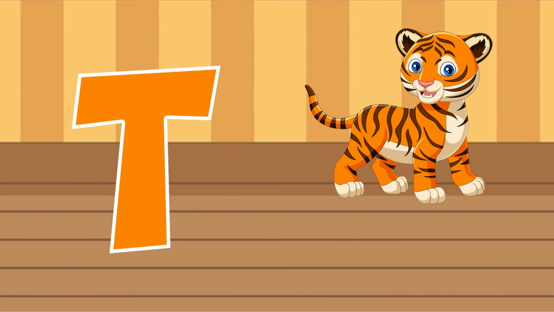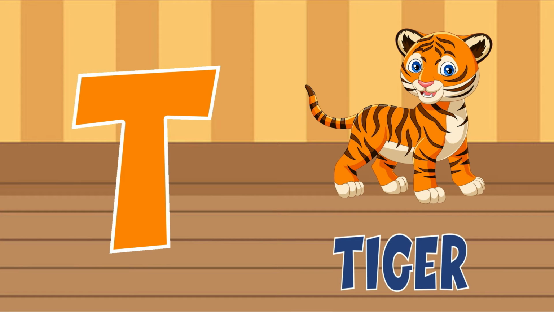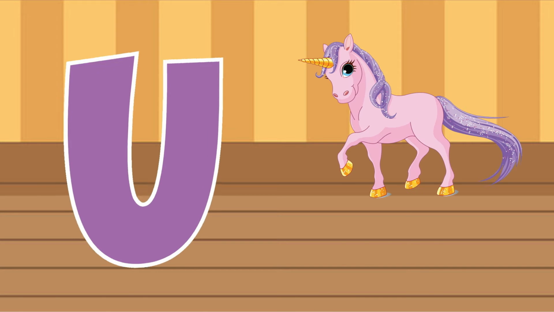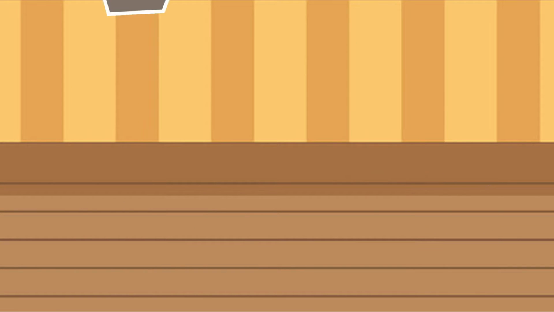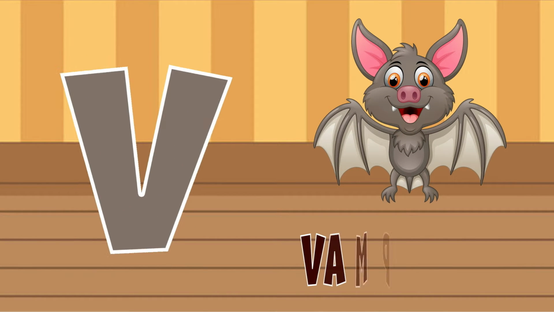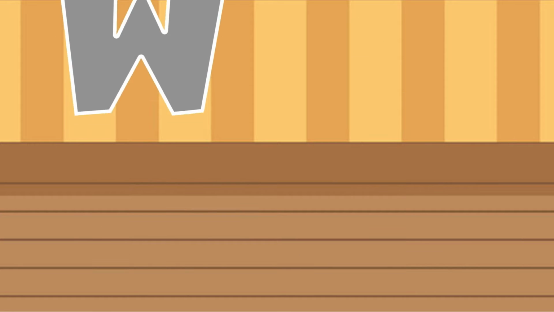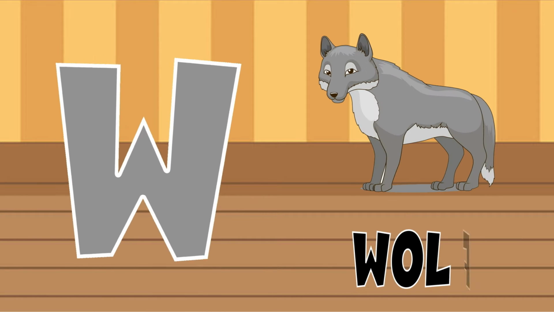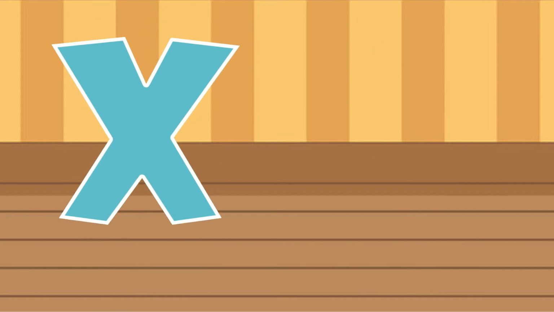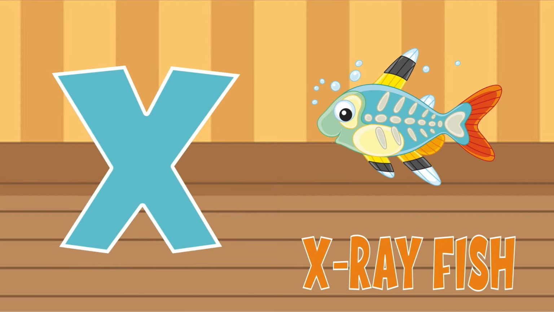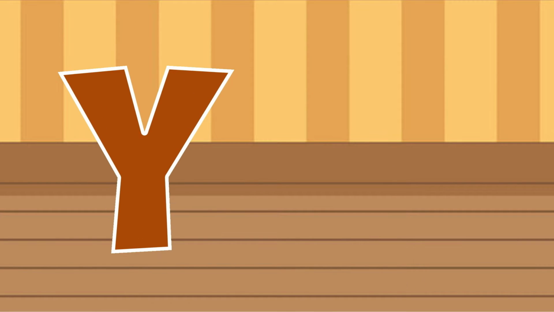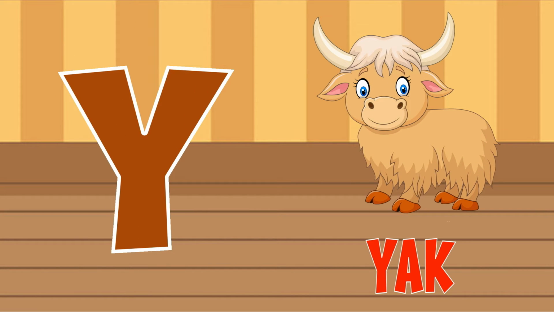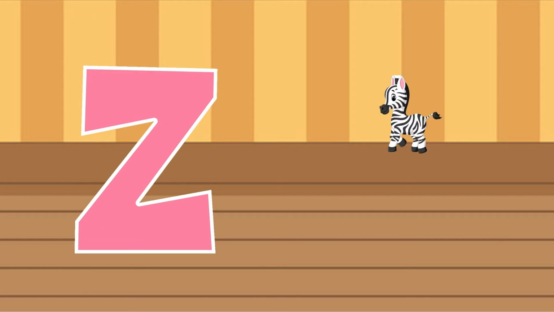T for tiger. U for unicorn. V for vampire bat. W for wolf. X for extra fish. Y for York. Z for zebra.